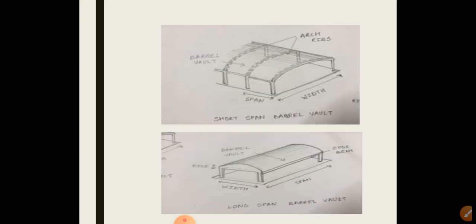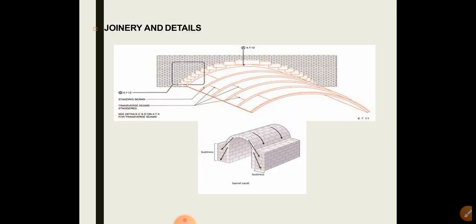There are two types of barrel vaults, one is a short one, another one is the long one. Now, how do you define short and long? Short span barrels are those in which the span is shorter than the width. It is used for the width of the arch ribs between which the barrel vault spans. Long span barrels are those which have span larger than its width. If the width is larger than the span, it is called short span. If the width is lesser than the span, it is called long span barrels.